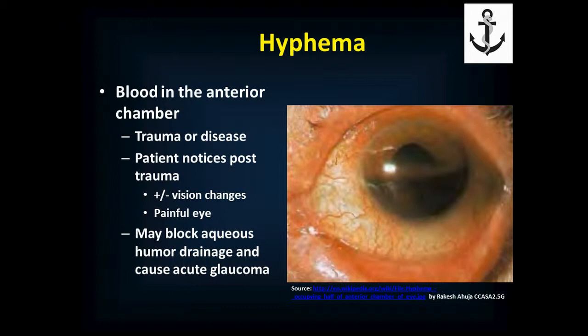The big problem with these, or one of the big problems, is that blood can clot and it can fill in the drains that drain the aqueous humor along the outside margins of the iris. And if that happens, that can cause an acute obstructive glaucoma, and then the pressure goes up in the anterior chamber and the patient can go blind.